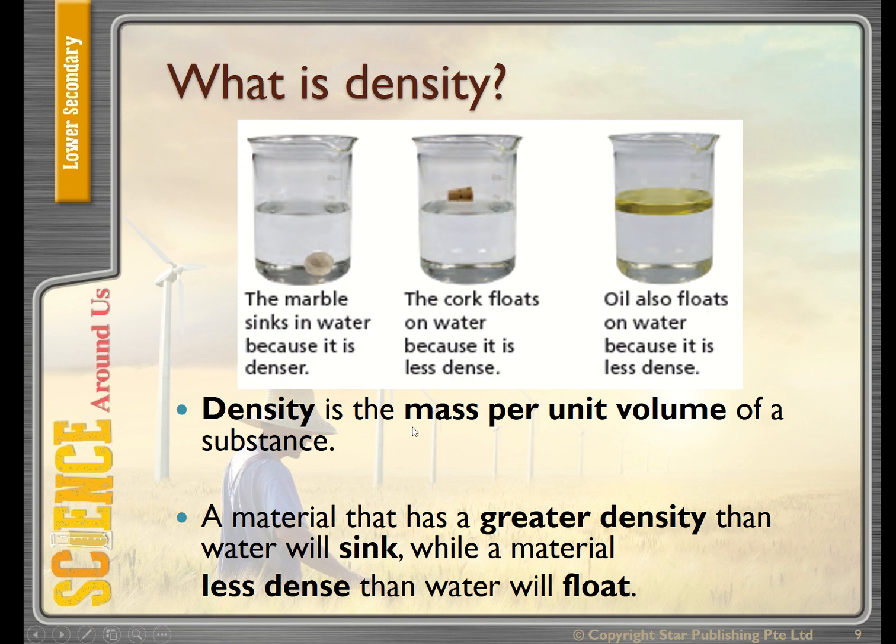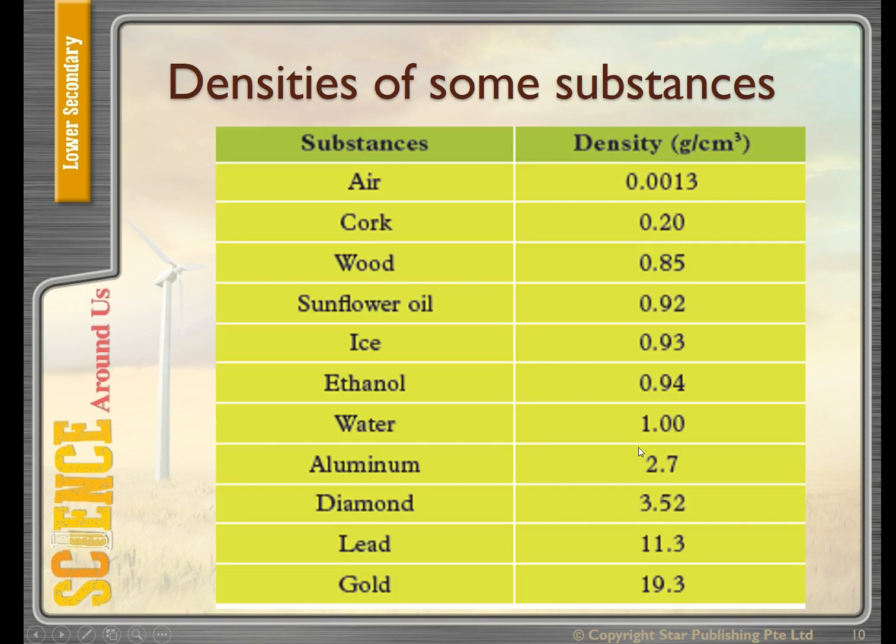We measure how much mass there is in a unit volume. Next, these are the densities of some materials. As you can see, air is the least dense, 0.0013 grams per cm cube. So this is the least dense of all the substances over here. And of course, the most dense substance here is gold. Gold has 19.3 grams per cm cube.